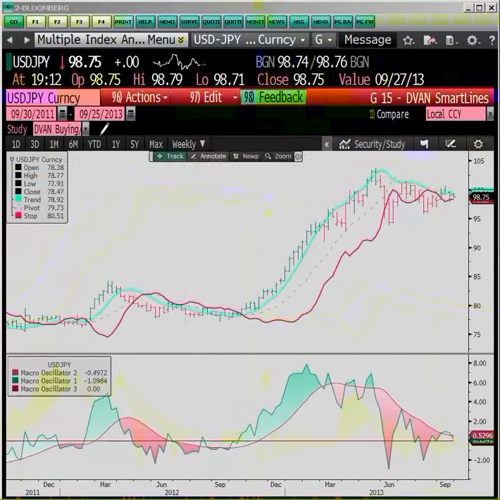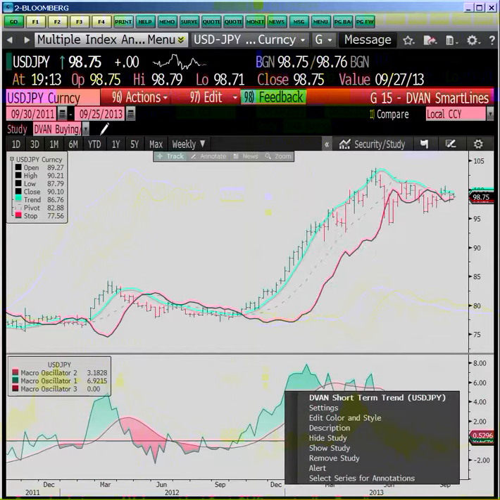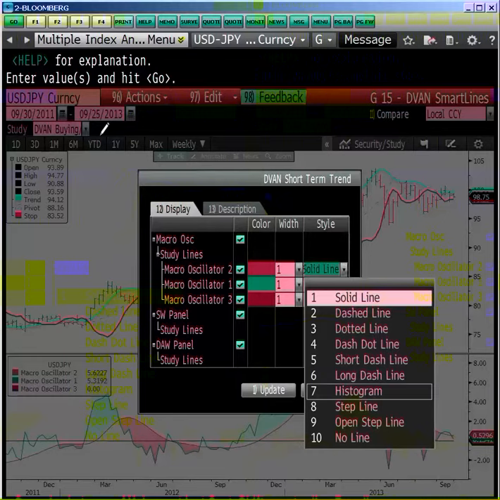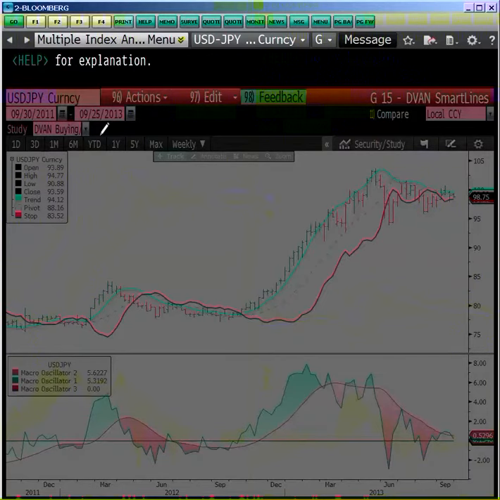One of the things we've been playing around with is what we're going to show here. Now, this is a weekly chart, but I want to change this just a little bit, and I'm going to go to the indicator. I'm going to right-click on that line. It'll say DVAN Short Term Trend, and I'm going to hit Settings. Under Macro Oscillator 2, I'm going to bring that menu down and change that to a histogram, and bring the width down and change it from 1 to 3, and then hit update.